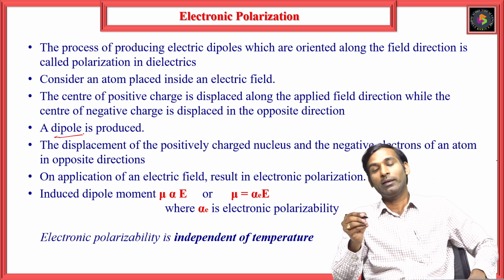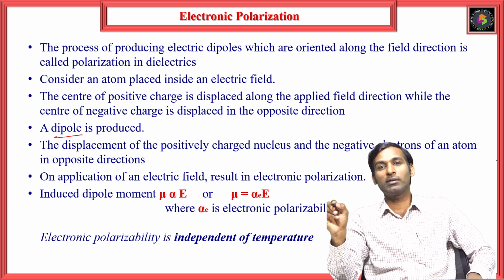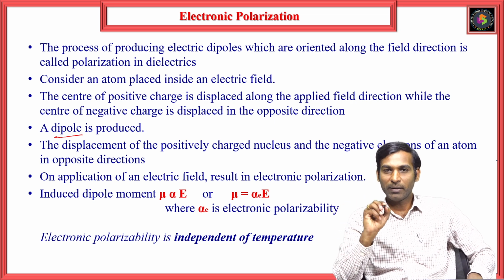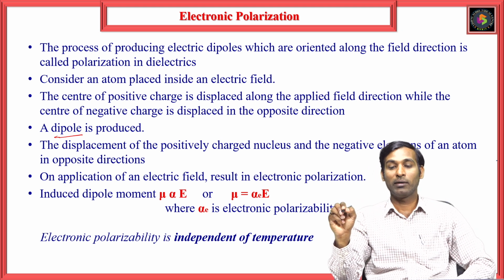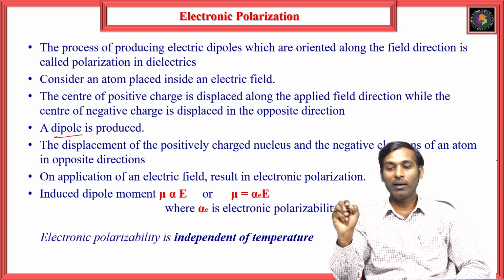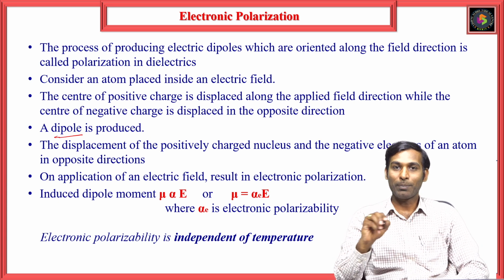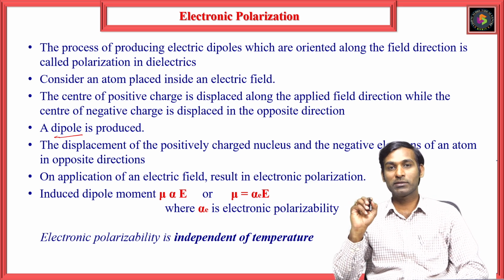Simply, an equal magnitude of positive charge and negative charge separated by some distance d is said to be a dipole. So the displacement of the positively charged nucleus and negatively charged electrons of atoms are in opposite directions. Once you apply an electric field, it results in electric polarization.